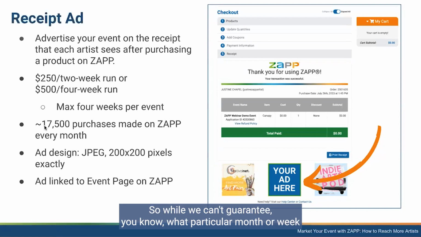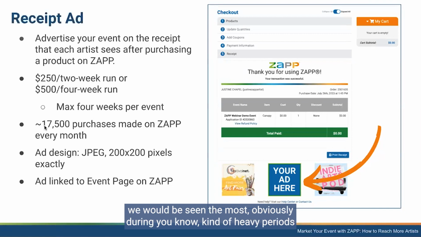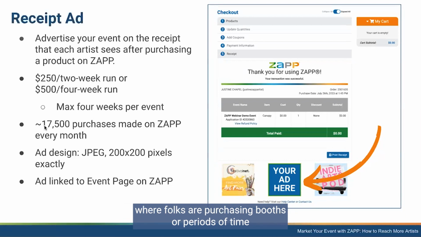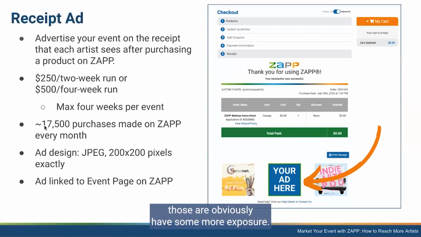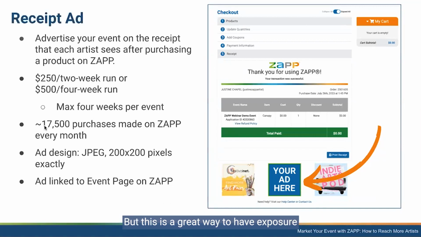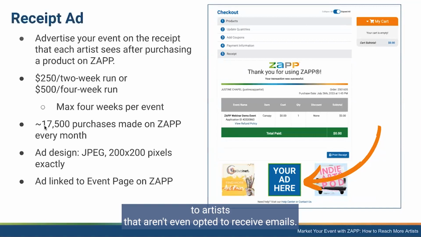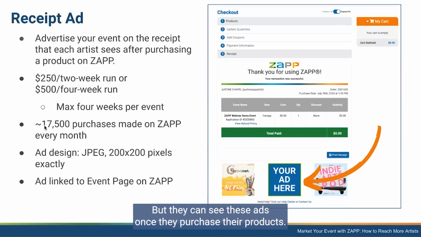So while we can't guarantee what particular month or week would be seen the most, obviously during heavy periods where folks are purchasing booths, or periods of time where a lot of applications are open and folks are purchasing their jury fees, those would have some more exposure. But this is a great way to have exposure to artists that aren't even opted to receive emails, because they can see these ads once they purchase their products.